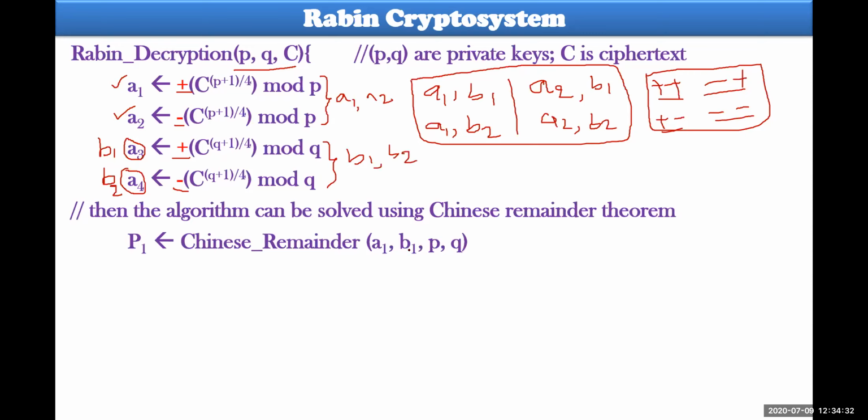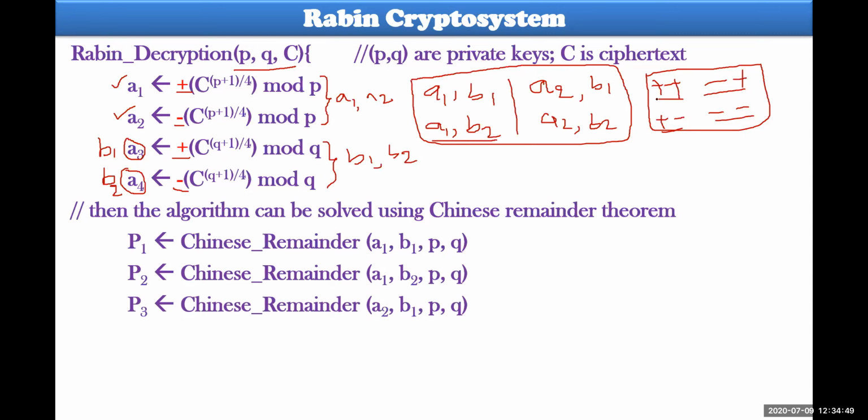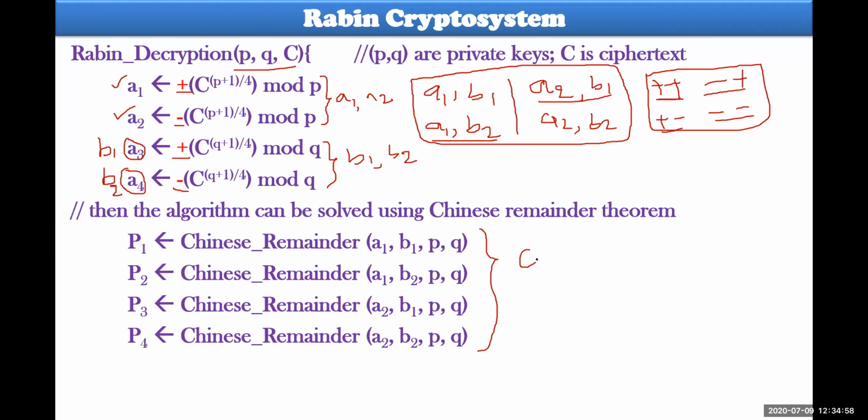A1, B1 followed by P and Q. This is the first one, and the second one will be again A1, B2. Whatever combinations I have given here, such as A2, B1, followed by the private key, and so on. Like this, we have to solve this problem 4 times using the Chinese remainder theorem, which has already been explained to you. So here we have got P1, P2, P3, P4.